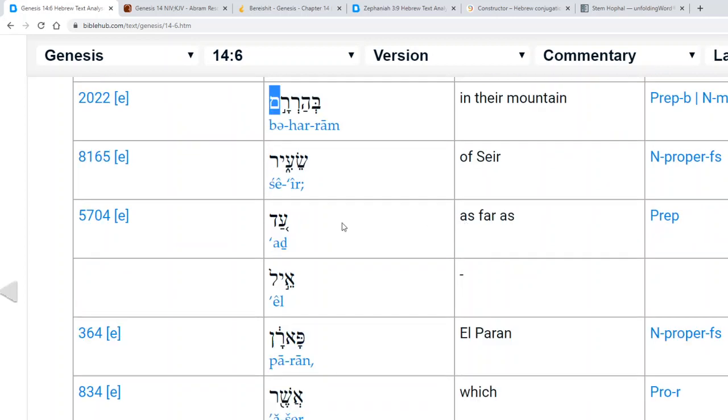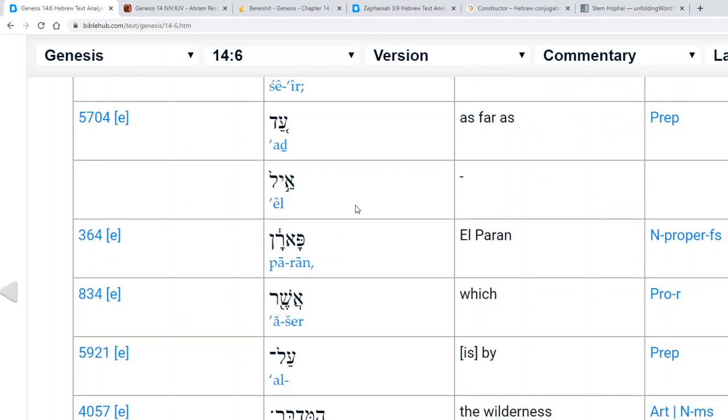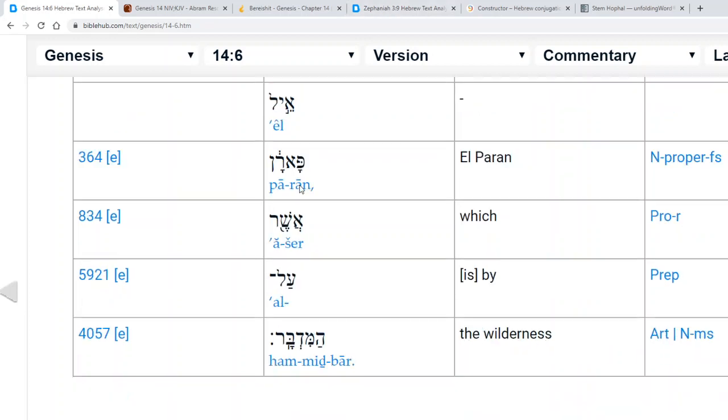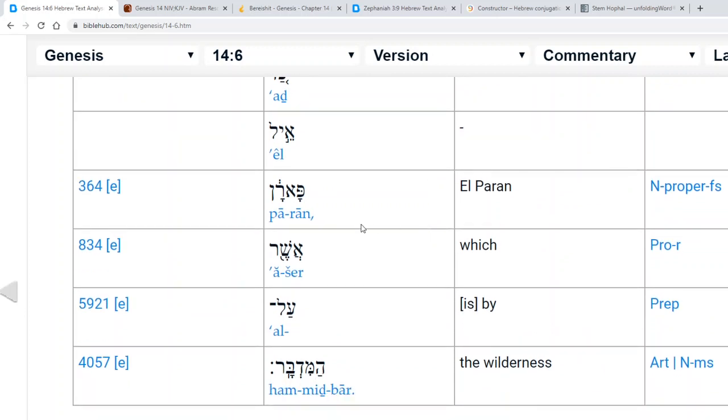We'll see how they do it. Ad is until, as far as, it's a preposition. El Paran, it's two words, but it makes sense. It's a proper name, El Paran. Don't confuse this with the name of God. El here has a yud, so it's clearly not talking about God. Maybe talking about a deer, but not about God.